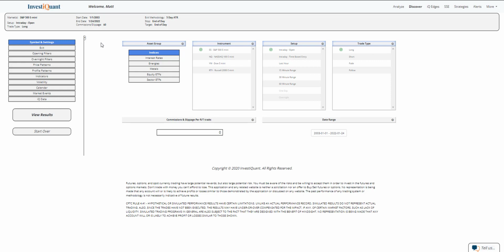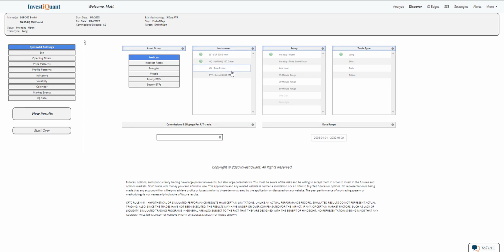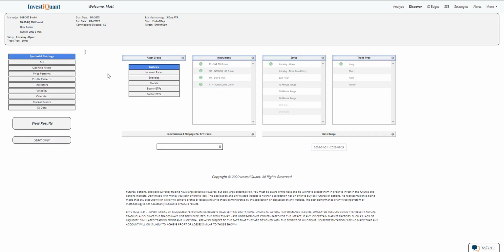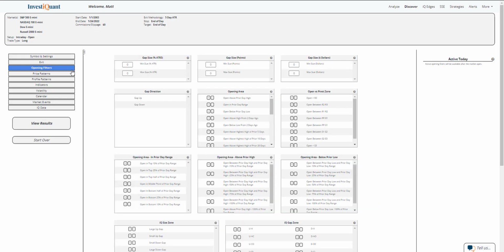But let me go ahead and get this set up. I will grab all four of the instruments. The setup will be based upon entering the market long at 9:30 a.m. Eastern Time and exiting at 4:15 p.m. Eastern Time. Now, currently, we are trading lower in the overnight session. So when I go down to the opening filters library, I can go to gap direction and click on gap down to add that to the test.